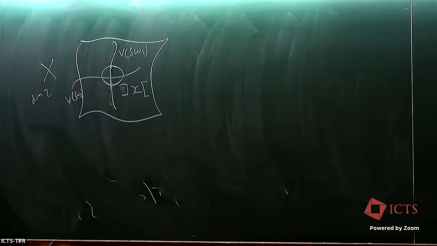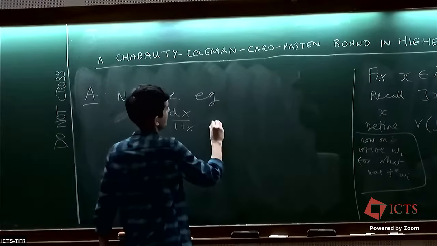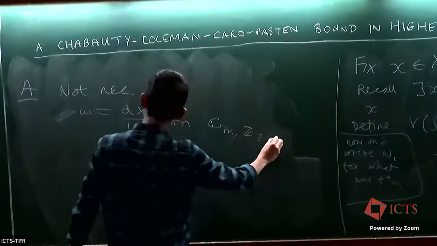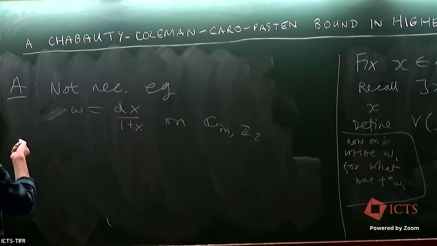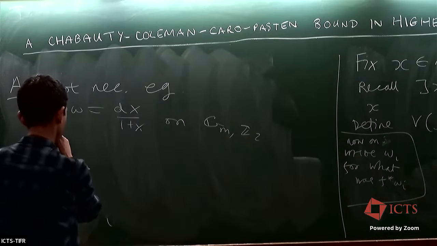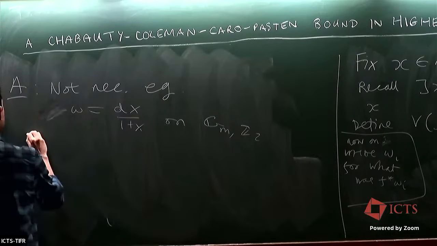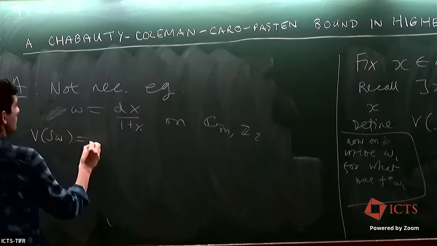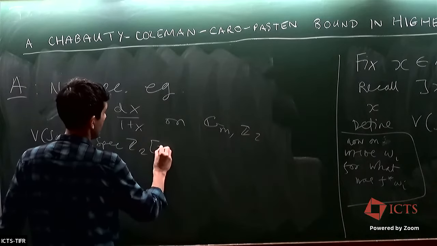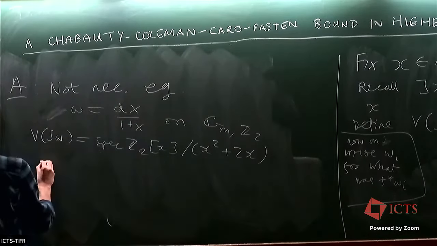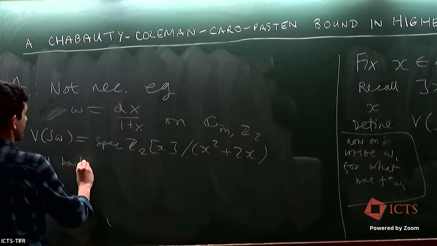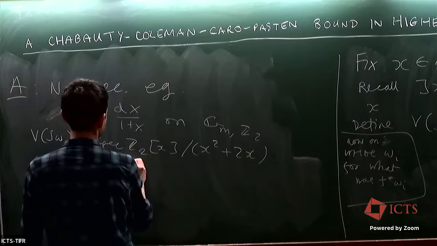So, for example, what example did I take? We could take omega to be equal to dx over 1 plus x on G_m over Z_2. Then in the discrete 2, we're going to get the points 0 and 2. Or I guess, yeah, 0 and minus 2. And then when we pull back omega, if I've done my sums correctly, not 0.